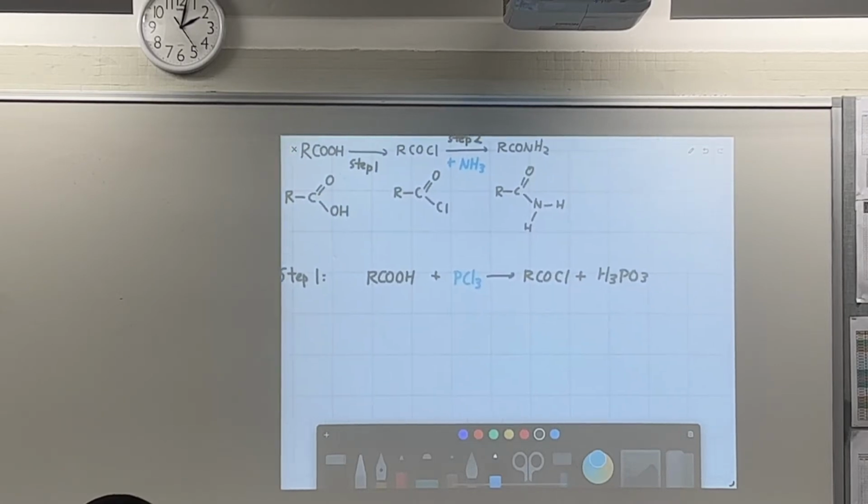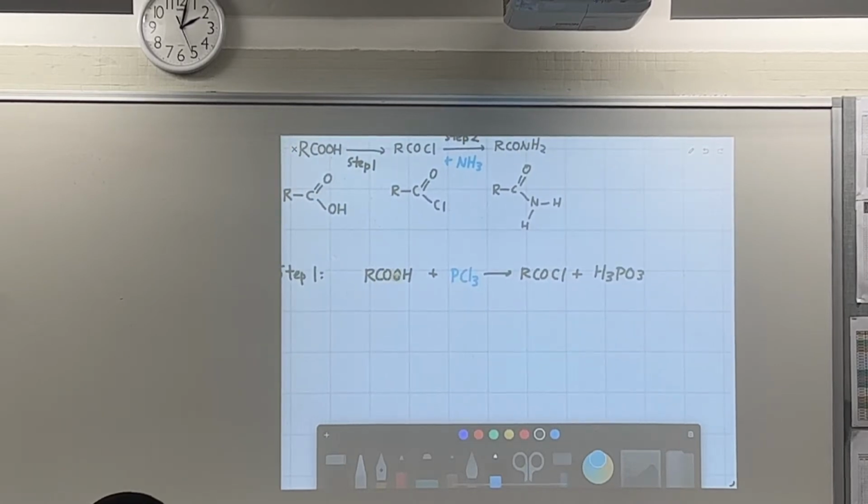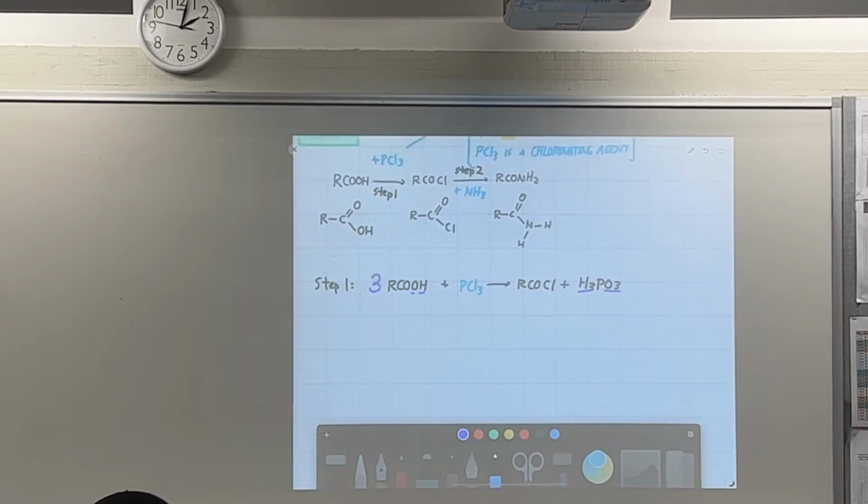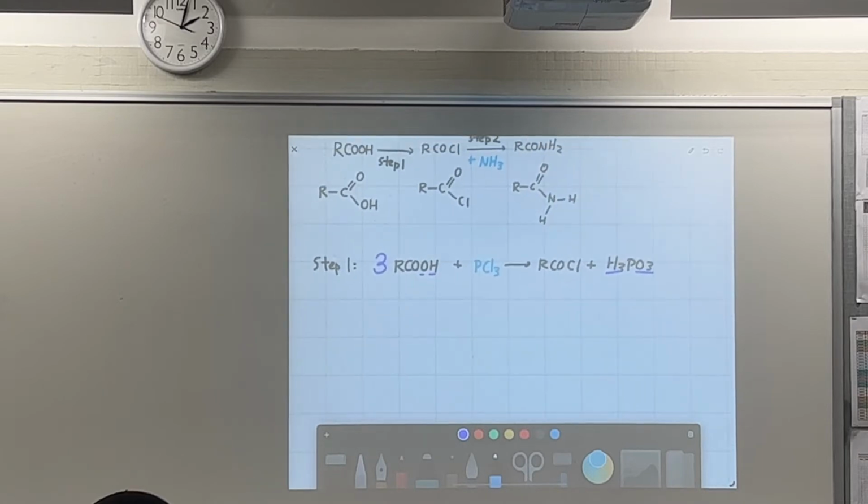And to balance the equation, how many RCOOH do I need? 1. How many H do you have on the right? 3. So that means 3. Yes, okay. So you can look for the H's. You can see that there are 3 H's and there are 3 O's. So that means there must be 3 of these RCOOH on the left. That's step 1. Pretty straightforward.